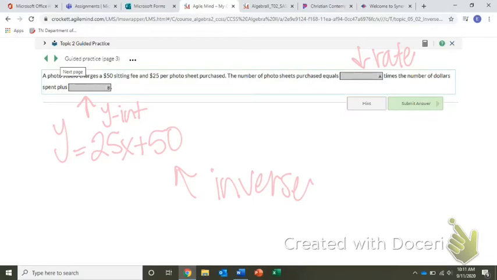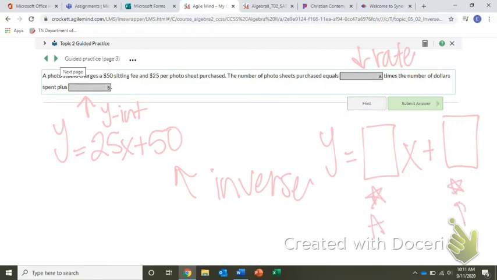The number of photo sheets purchased equals blank times the number of dollars plus blank. So when you find the inverse, you're going to have y equals blank x plus another rate. So you have 2 things, A and B. Okay? All right. Next, number 4.